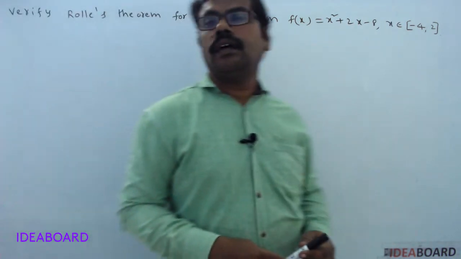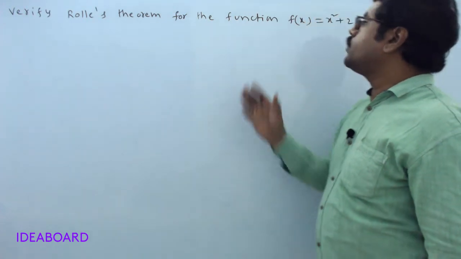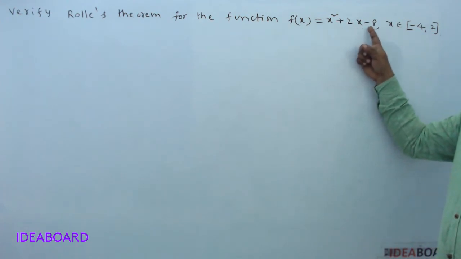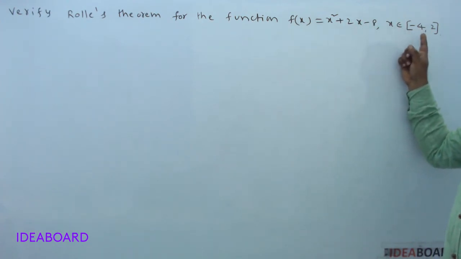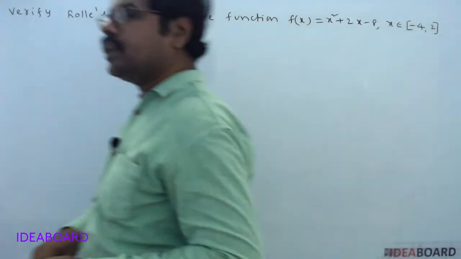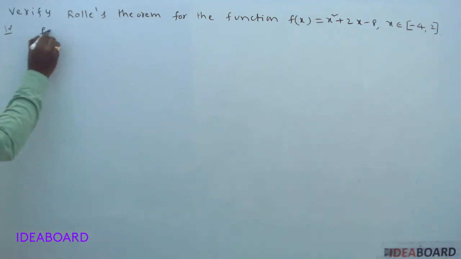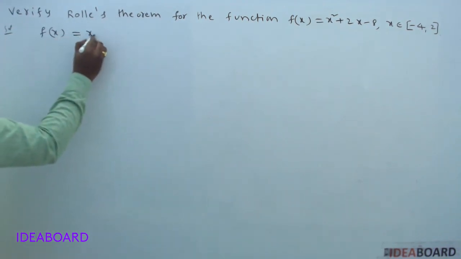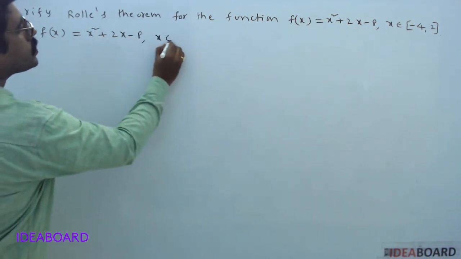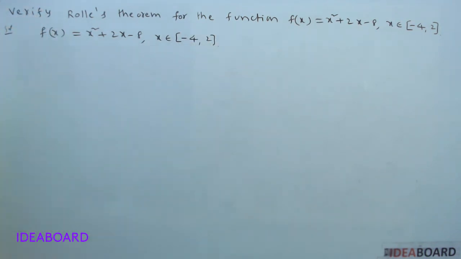Now see one more question on this Rolle's theorem. Verify Rolle's theorem for the function f(x) = x square + 2x - 8, x belonging to the closed interval [-4, 2]. First write down the given function. f(x) = x square + 2x - 8, corresponding interval closed [-4, 2].